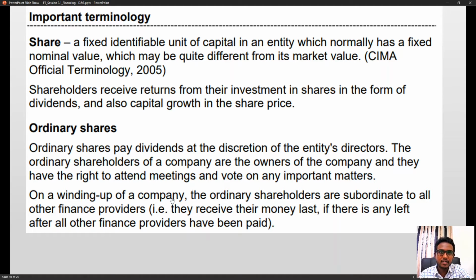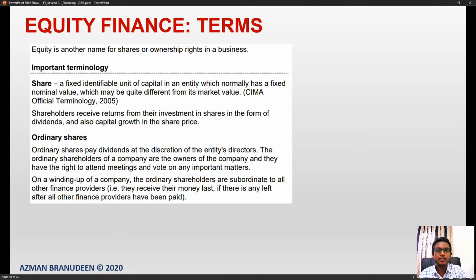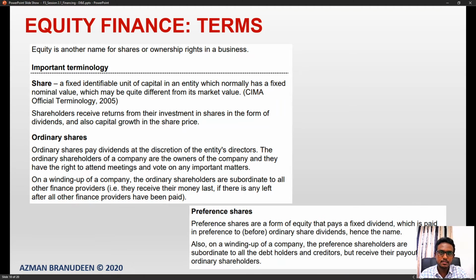On a winding up of a company, the ordinary shareholders are subordinate to all other finance providers. So in fact, ordinary shareholders are the ones who face the maximum amount of risk, especially in the case of a winding up. That is, they receive their money last, if there is any left, after all other finance providers have been paid. Right? It's a high risk, high return game to be an ordinary shareholder. So I would say Warren Buffett is one of the smartest ordinary shareholders in the world.